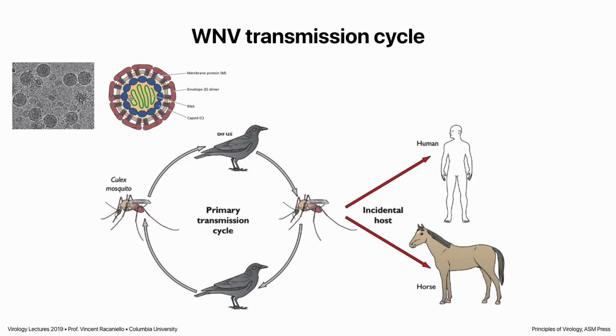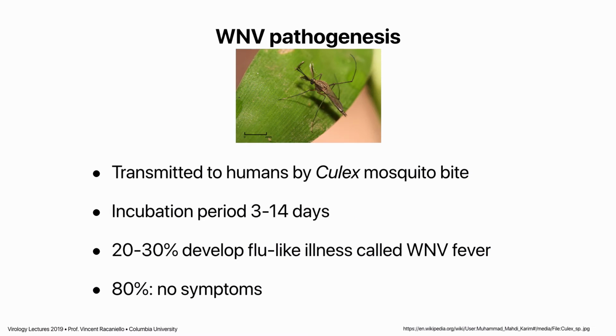Incidental hosts: mosquitoes go and bite a human or a horse. They get infected, but they're not part of the chain of transmission typically. Outbreaks of West Nile are often coincident with drought. So when there's not a lot of rainfall, the birds go away, and who's left for the mosquitoes to bite but humans? And so that's how they transmit it to us.